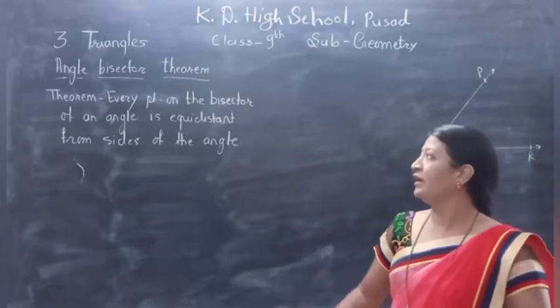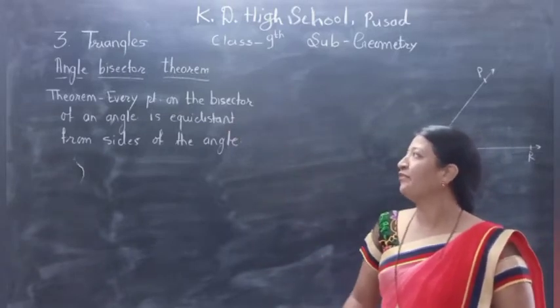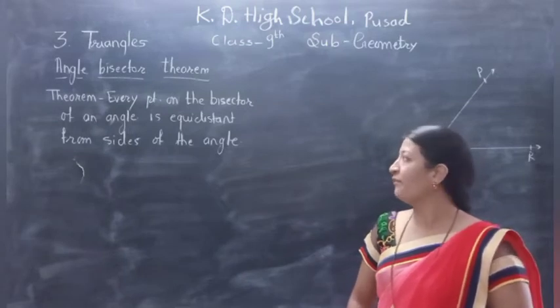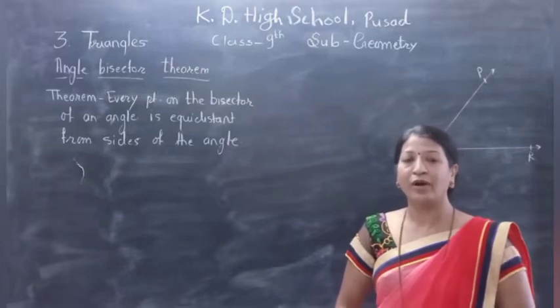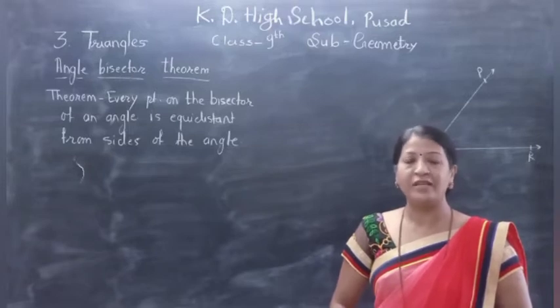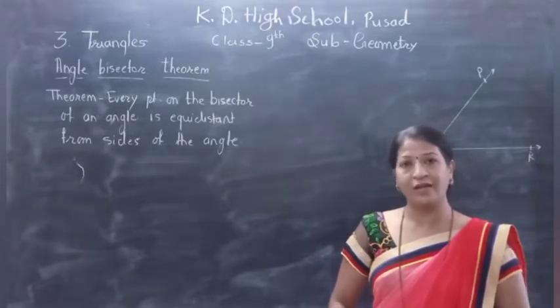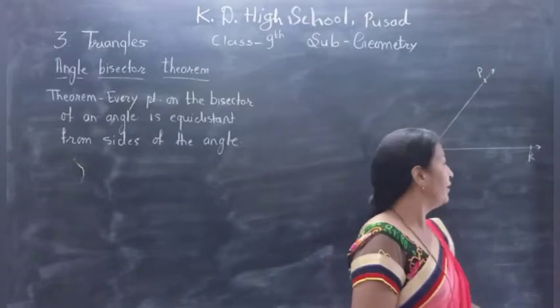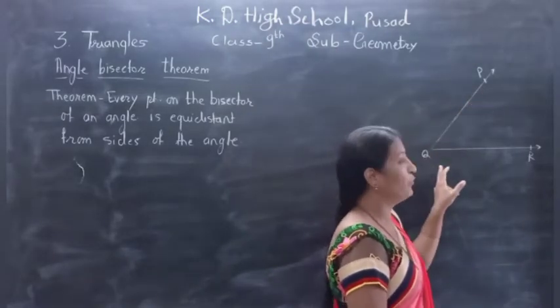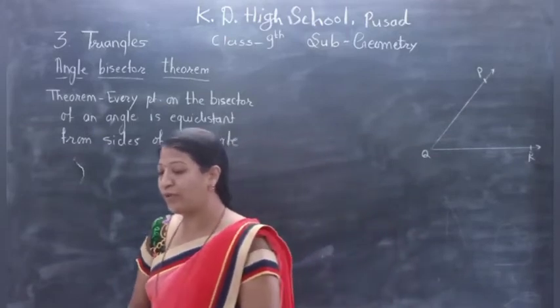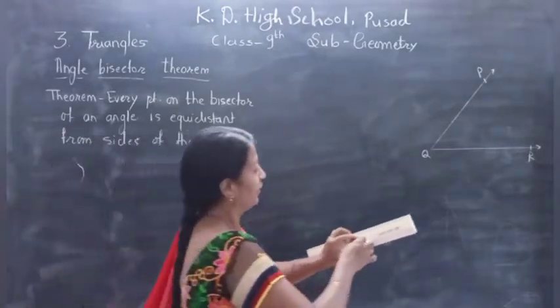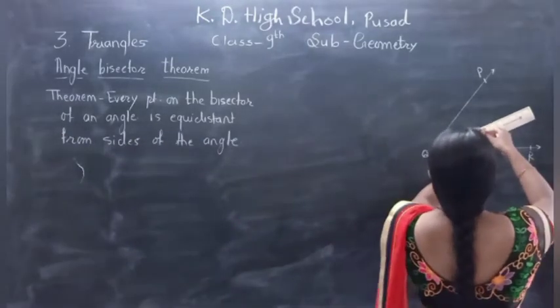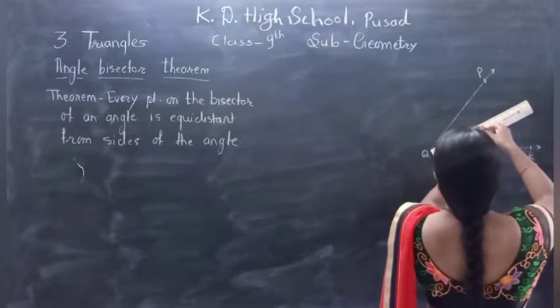Bisector theorem: every point on the bisector of an angle is equidistant from the sides of the angle. So what we have to prove? Every point which lies on the bisector of an angle is equidistant from the sides of the angle. For that, here we take an angle PQR. Now we have to draw the angle bisector of angle PQR. Here QS is the bisector of angle PQR.